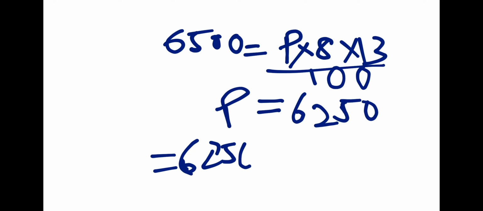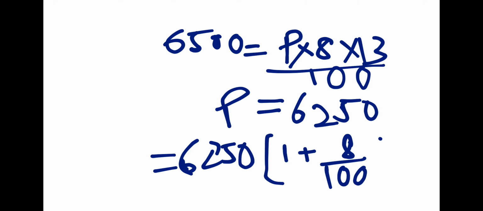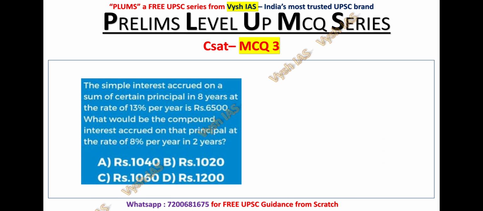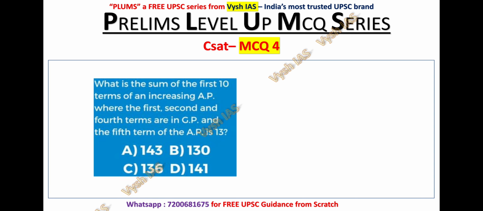And the compound interest on 6250 for 2 years at 8% interest is nothing but 6250 into (1 plus 8 by 100) power 2, minus 6250. If you calculate this, you'll get 1040. So option number A is the correct answer for MCQ number 3.